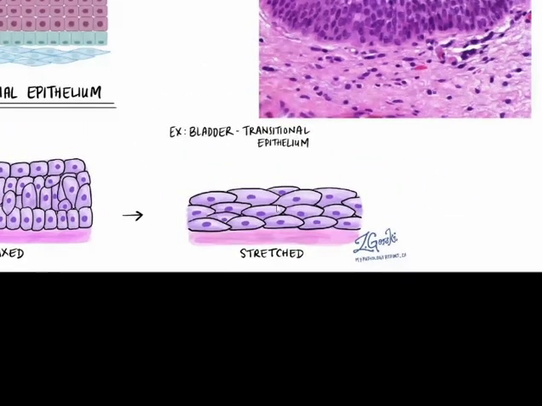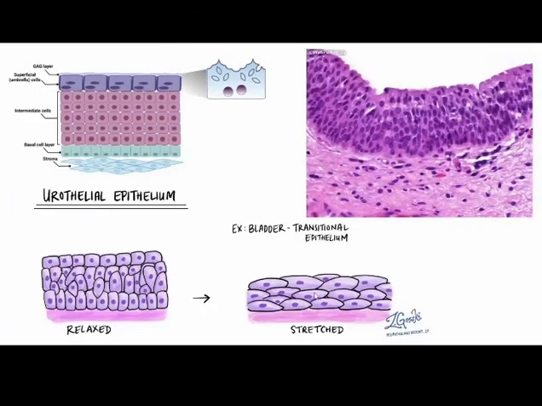As illustrated here, when the bladder is stretched, the cells become flattened to accommodate urine. That's why it's called transitional, because it will transition from one shape to another to accommodate something. Like this, transitional epithelium will stretch so that it can contain the urine.